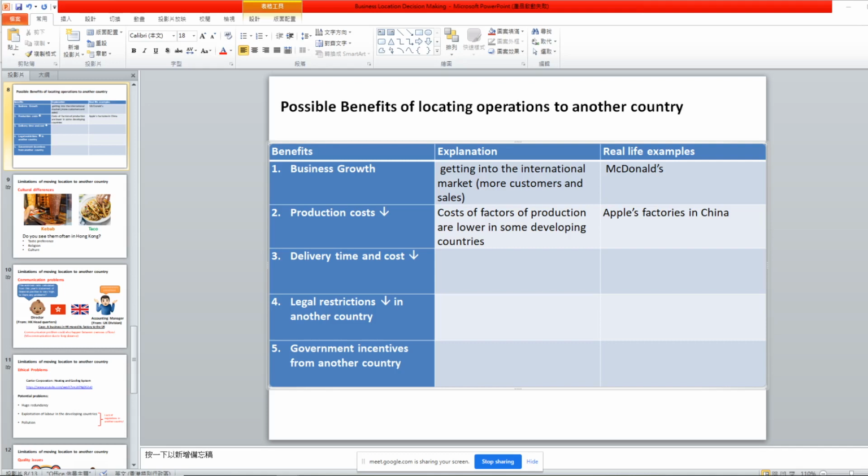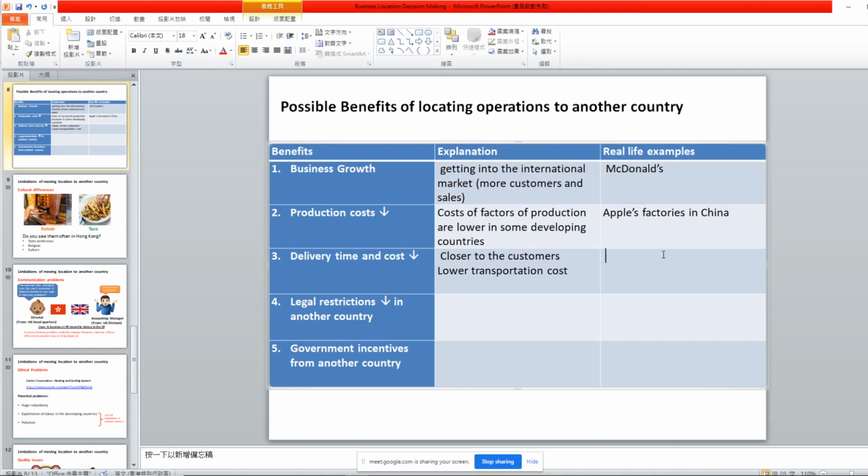So if I summarize all the points here, I could say closer to the customers or the market, right? And then transportation costs will then be lower, right? Lower transportation costs. Okay, right, good.